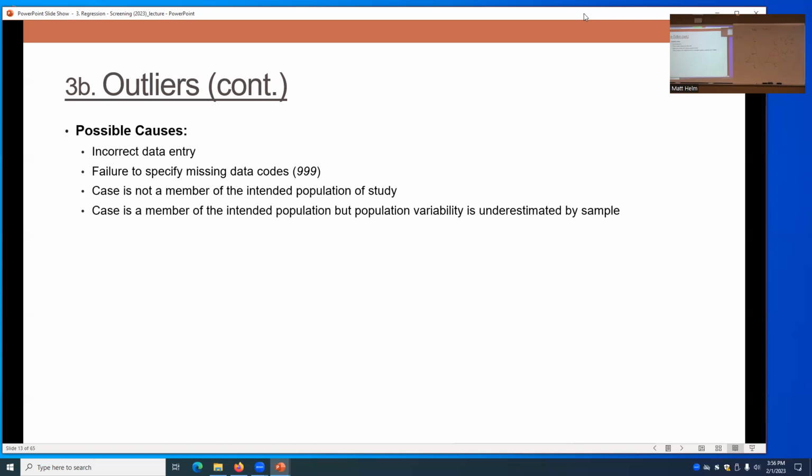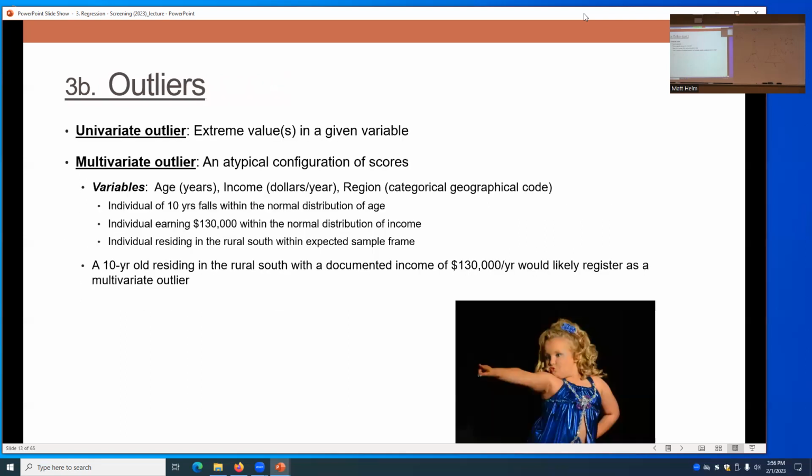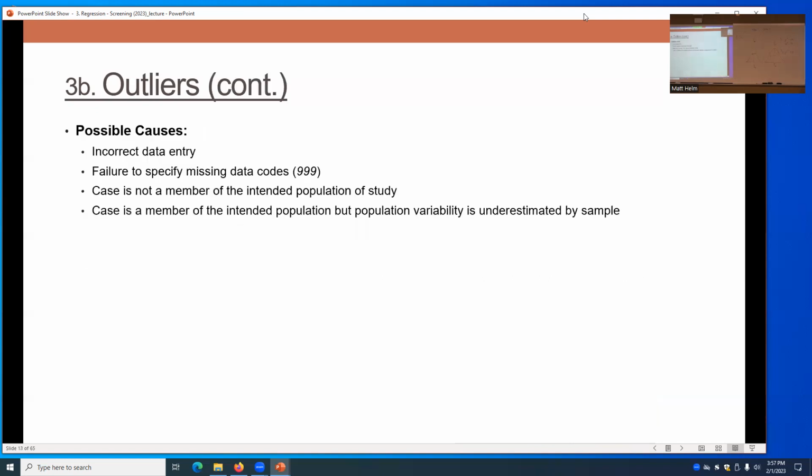You can also have a case that's not an intended member of the population of study, right? I haven't changed this slide for a while in this example, right? We've got the Honey Boo Boo thing going on here. If I'm interested in the intersection of income and age, this is maybe not someone I'm interested in, just because they're such an atypical case. It's not a representative case of the group that I'm trying to contextualize. So I might say, I'm going to go ahead and get rid of that, right?